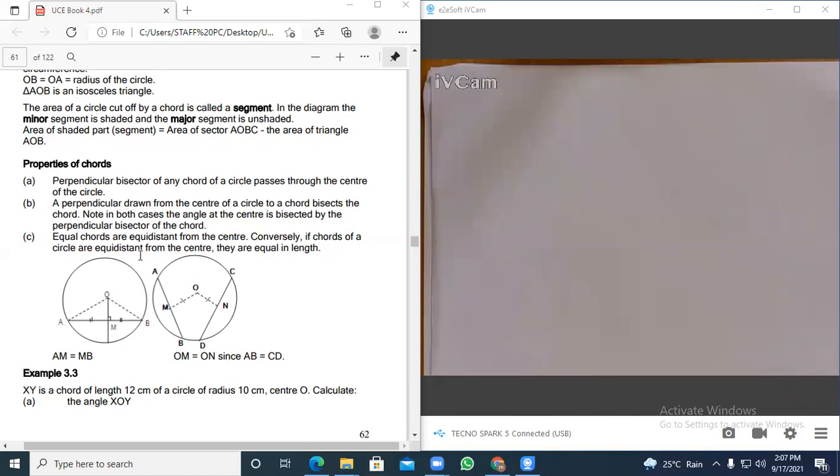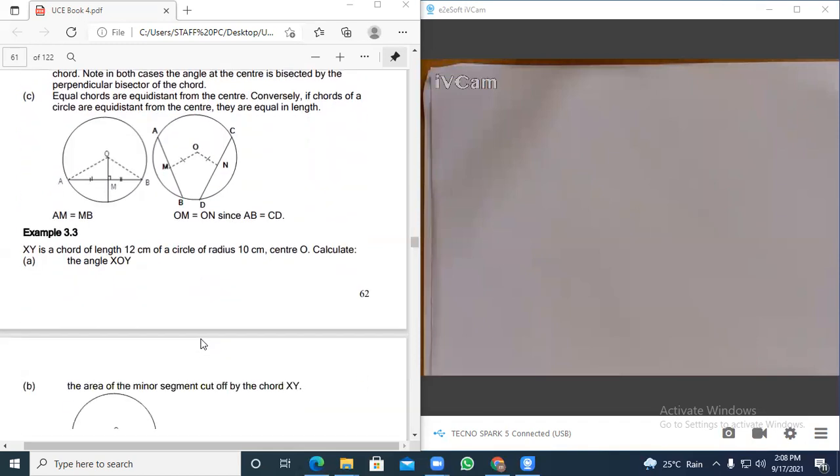Then the other one was that equal chords are equidistant from the center. So if you have chords that are equal in length, that means that AB is equal to CD. Those chords are equal, and if they are equal, then they are also equidistant from the center. So the distance from O to point N and from O to point M are equal because the chords are equal in length.